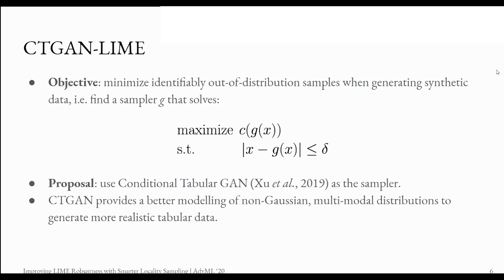We thus propose to replace the Gaussian sampling strategy with CTGAN, a conditional GAN that generates tabular data, as our sampler. CT-GAN in particular provides the advantage of better modeling of non-Gaussian multimodal distributions, which is characteristic of tabular data.